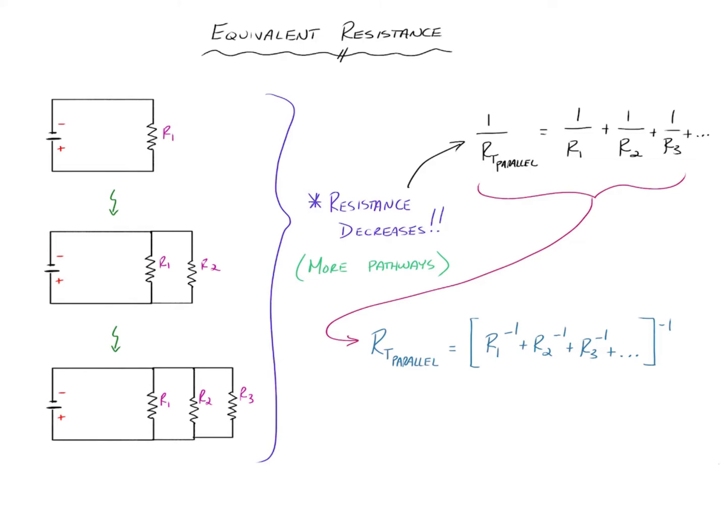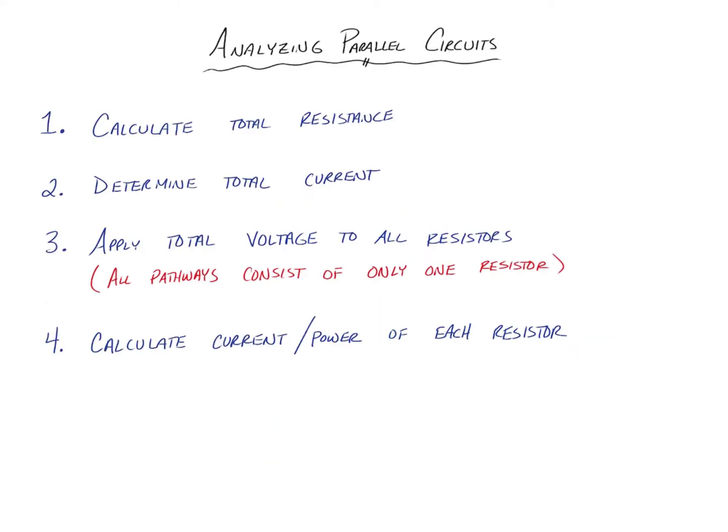It's essentially the same thing as what's written up top, but I think it's quite a bit easier to try and figure this out. If you want to apply this to then solve a problem, the four steps you're going to want to follow are fairly similar to the series circuit examples. We're going to start off with the same first two steps. Calculate the total resistance using that equation we just saw. Determine the total current coming out of the battery.